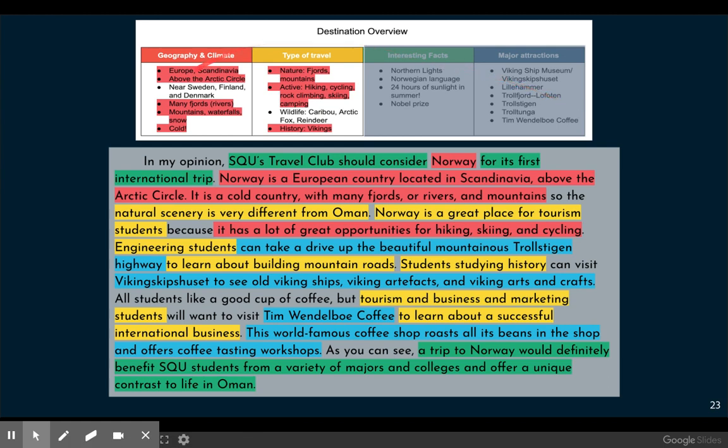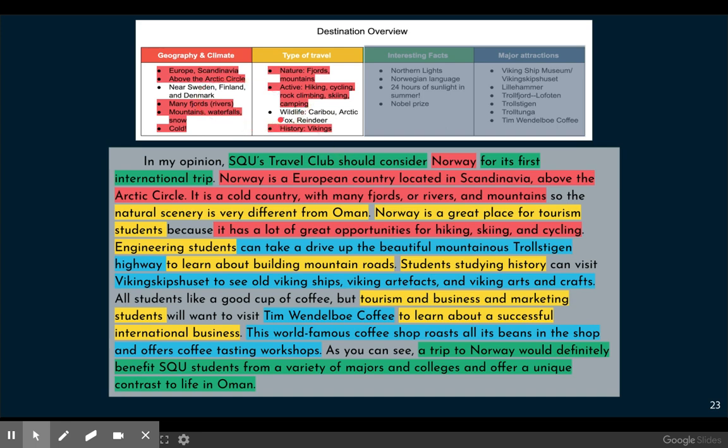And I start with this information that I found in my destination overview. So you see how we start from the general and we get more specific as we go. So these bits here that I highlighted in red are the parts that I started with in my proposal. So describing where is Norway, what is its geography and climate like, and what are some opportunities for traveling.